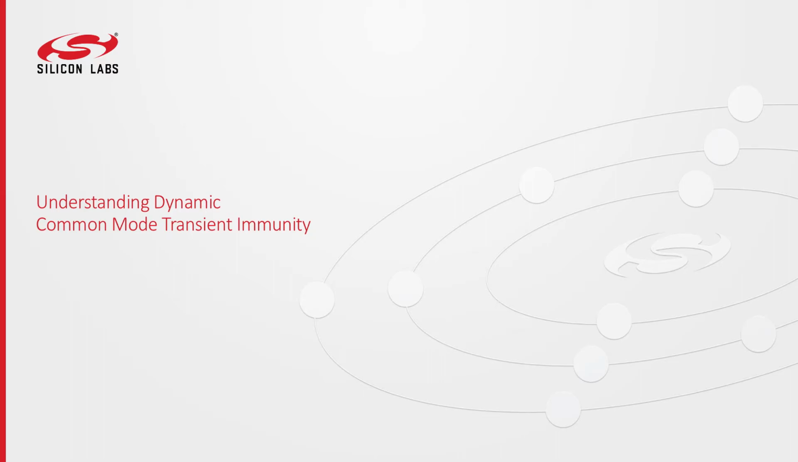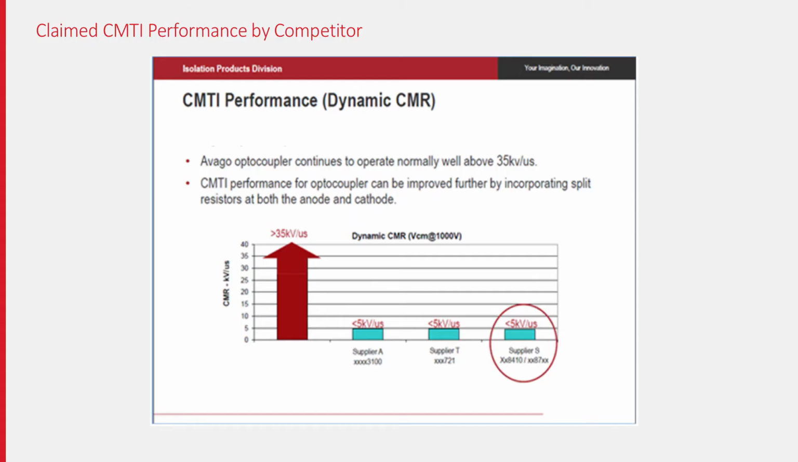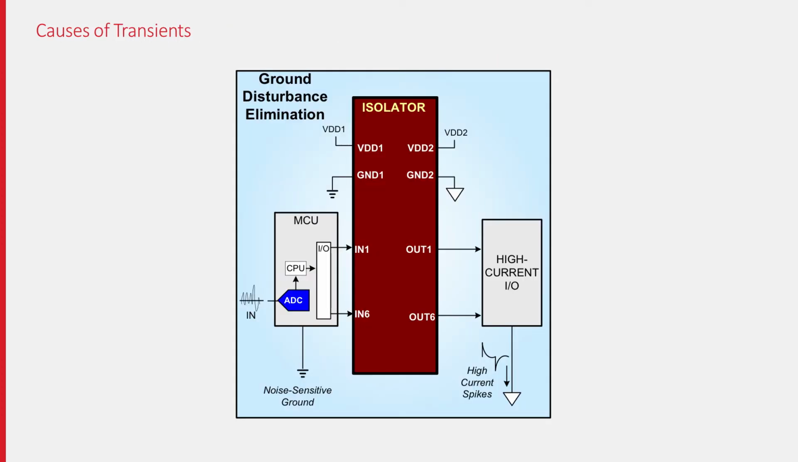Let's get started. The recent announcements of our SI86XX digital isolators and 87XX optocoupler replacements has created quite a buzz in the marketplace, so much so that a leading supplier of optocouplers has tested our devices and claims that these devices have extraordinarily low CMTI performance, less than 5 kV per microsecond, when they compare them to their own optocouplers. To set the record straight, this video will disprove these claims.